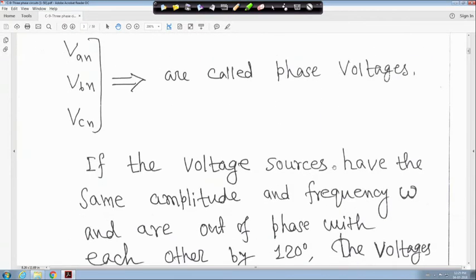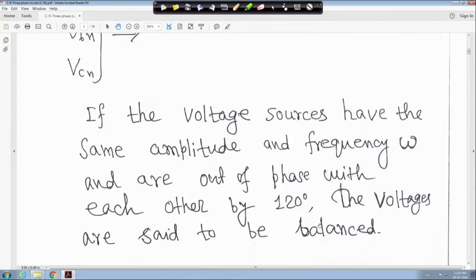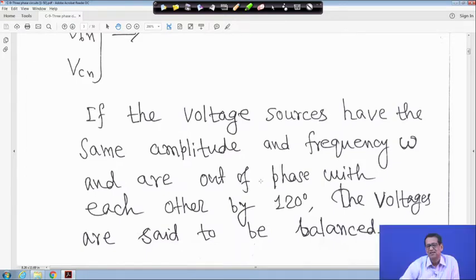Now, if the voltage sources have the same amplitude and frequency omega and are out of phase with each other by 120 degree, the voltages are said to be balanced. That means these voltage sources have the same voltage magnitude and frequency, and the phase difference between them is exactly 120 degree. At that time you can tell the voltages are balanced, right? If one of them is different, then it is unbalanced. But we will study only balanced systems for this course, right?